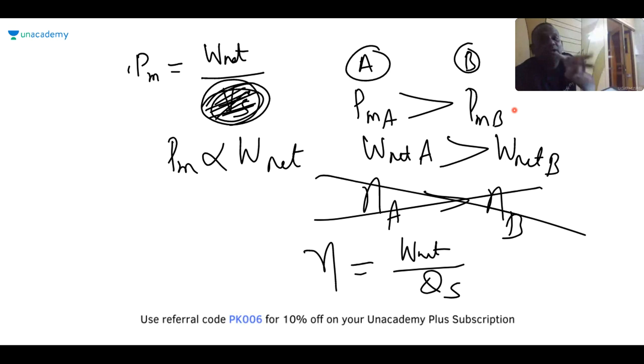Jiska mean effective pressure zyada hai, hum gunshot bata sakte hain ki uska network zyada hai, lekin efficiency zyada hai ya nahi ye hum nahi bata sakte, because it depends on heat supply. Firse batao, suno. Agar interview mein aapko poochenge what is the significance of mean effective pressure, your answer should be this: this term is used for comparing different IC engines of same size. When I use the word same size, it means swept volume is same. So when the swept volume is same, mean effective pressure depends on network. Jiska mean effective pressure zyada hai, uska network zyada hoga. Means engine with more mean effective pressure will give me more network. But efficiency, it all depends on heat supply.